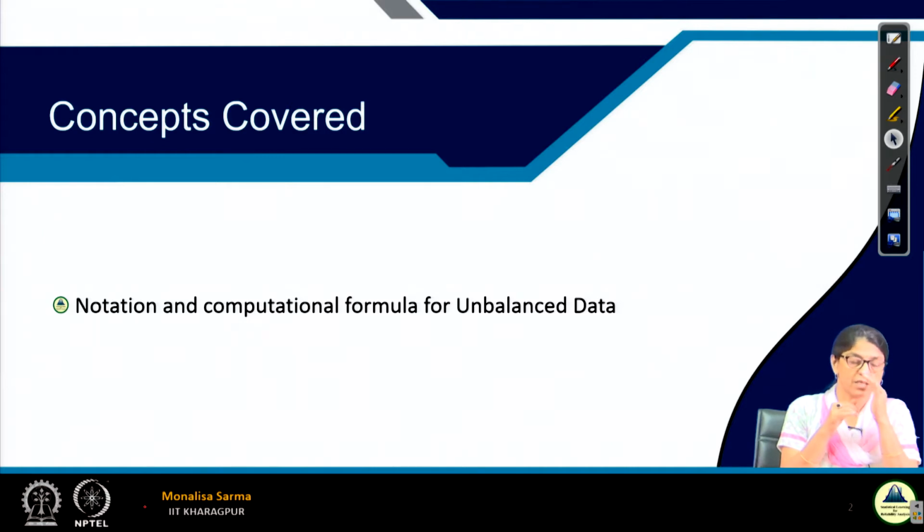It is not always possible that we take samples of the same size. It is advisable for ANOVA, it is better if we take samples of the same size, but sometimes it is not possible. We have to take samples of different sizes. So, today we will see the computational formula if we use samples of different sizes. Basically, we call that unbalanced data.